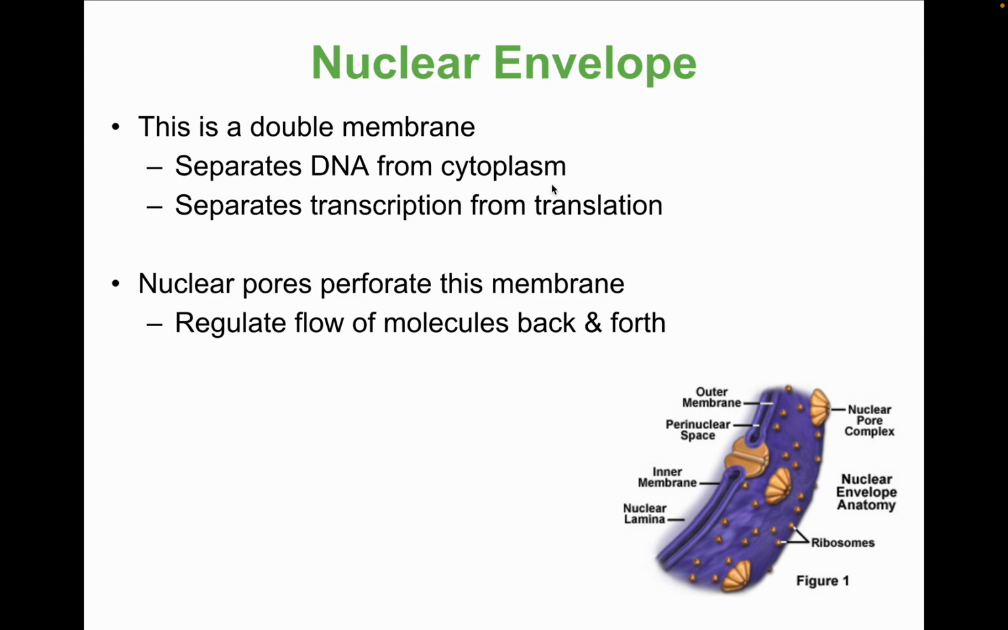It's a double membrane envelope to ensure that there's no DNA getting out of the nucleus. It separates DNA from cytoplasm, and it helps separate some very important cell processes that we'll be talking about later on. There are nuclear pores, which are like little holes that perforate this membrane. What they do is regulate the flow of molecules back and forth between the nucleus and the rest of the cell.